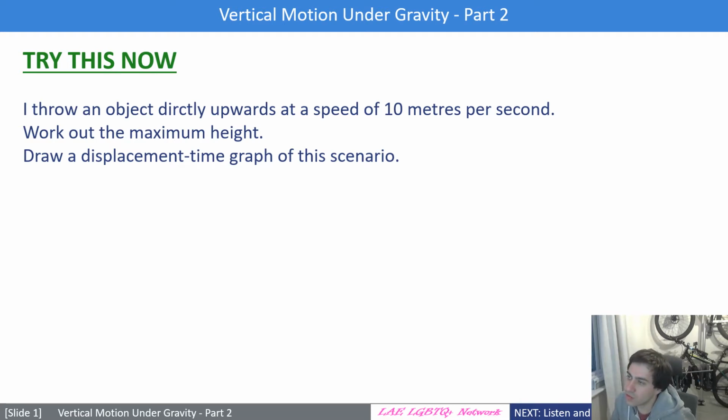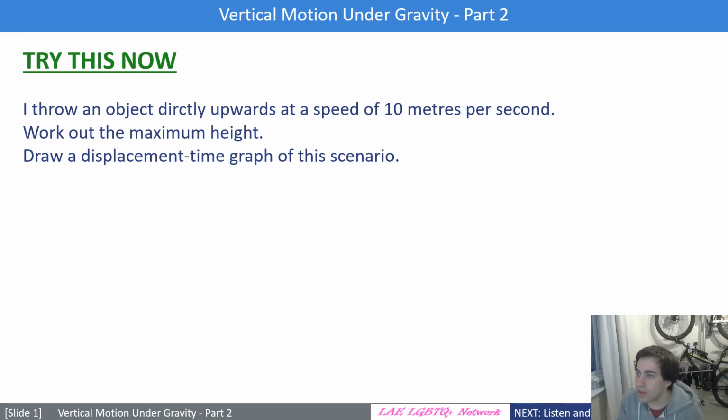So to start off with, we've got the question on the slide here. It's that example of throwing something up in the air and seeing what happens. So if I throw something in the air at a speed of 10 meters per second, work out the maximum height. That should be sort of bog standard. You should know how to do that now using the Suvat equations. But quickly work it out, find out what that maximum height is. Remember, it's when the velocity is 0.